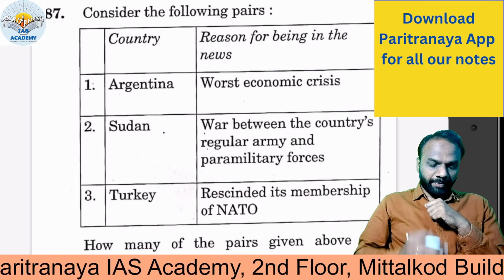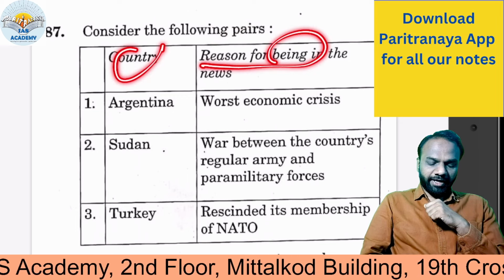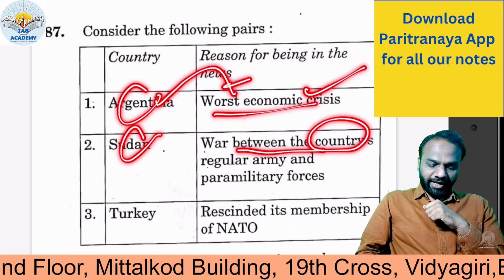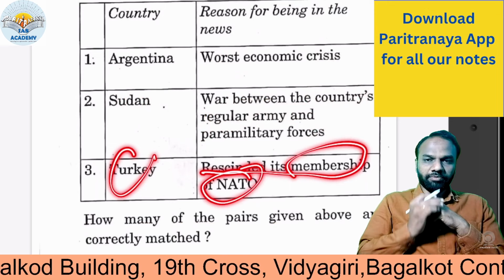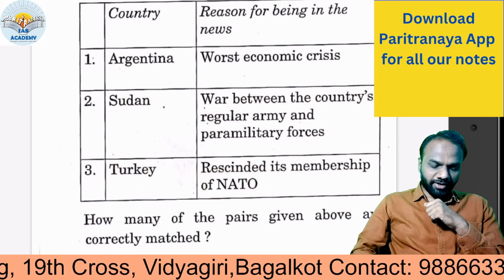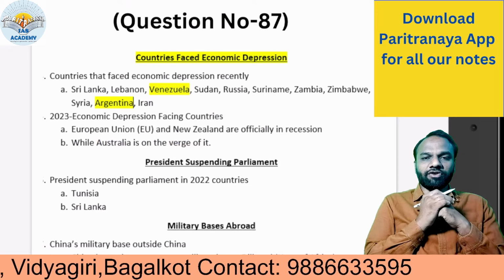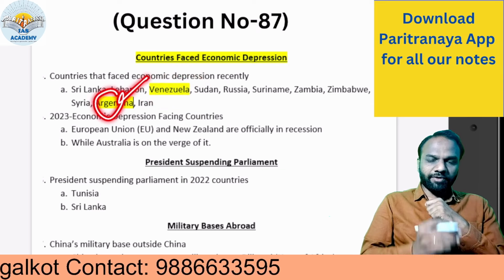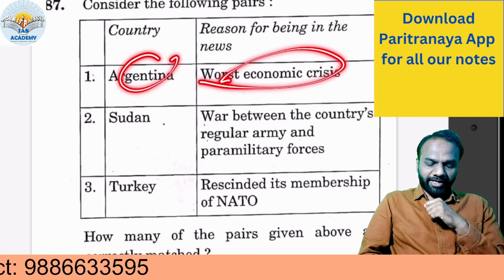Next, consider the following pairs: country and reason for being in the news. Argentina, worst economic crisis. Sudan, war between a country's regular army and paramilitary forces. Turkey, rekindled its membership of NATO. Again, we were very easily able to answer this question because of the solid content we had already built. Here, the same list of countries facing economic crisis: we already saw Venezuela, and similarly Argentina was also facing economic crisis. So the first one, Argentina, worst economic crisis, is correct.